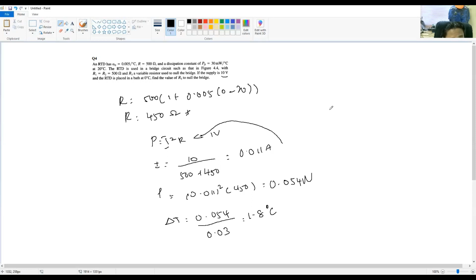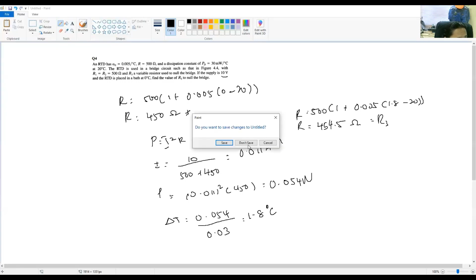This is the equation you have to remember. So 500, with alpha given as 0.005, times 1.8 minus 20. You can use your calculator to get 454.5 ohms. So that is R3. R3 equals 454.5 ohms, the value for R3. So that is the solution for question number 4. Next we can proceed to question number 5.